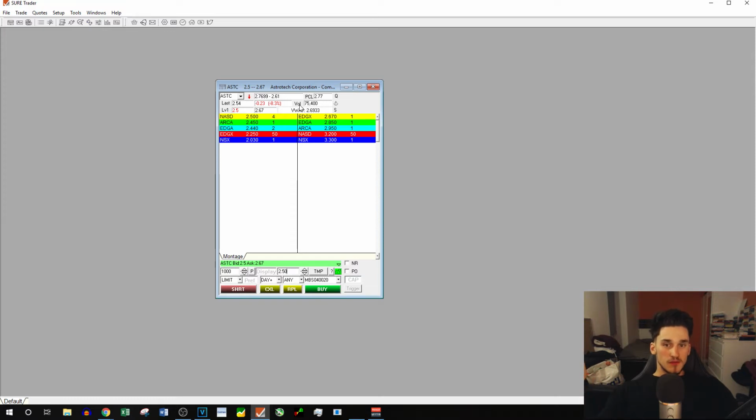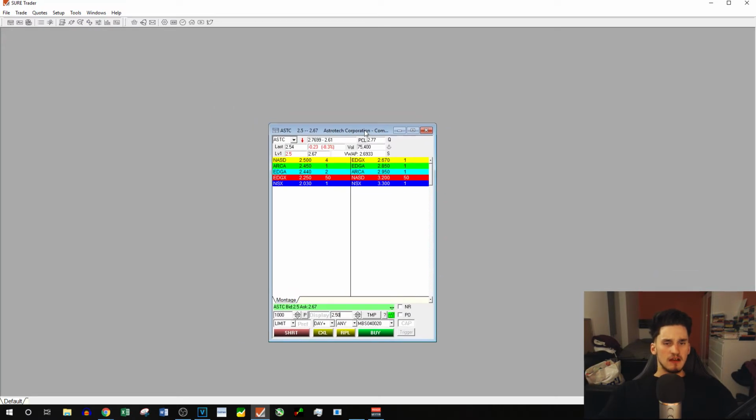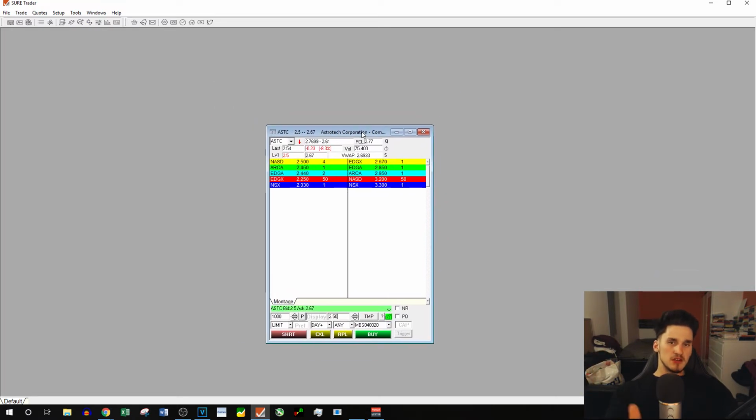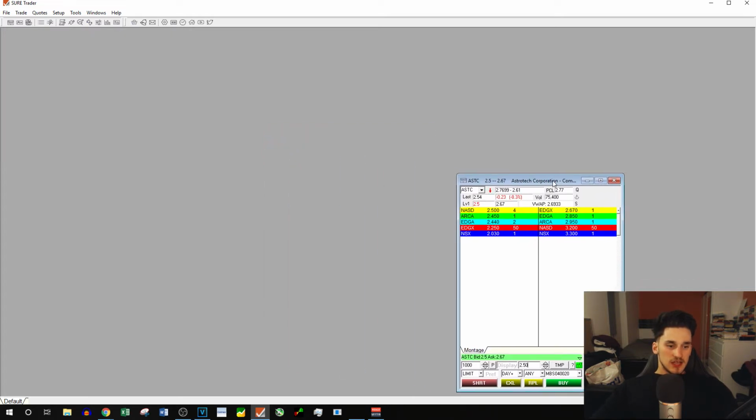We have the volume, so VOL is the volume, the amount of shares that are going through. And then we have the VWAP. We'll talk about the VWAP in a minute when I get the charts up. So this is the Montage. This is quite important. We want to have this visible in the middle or easy to access. So let's just keep this around here.